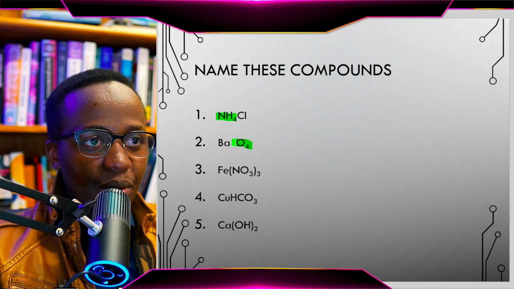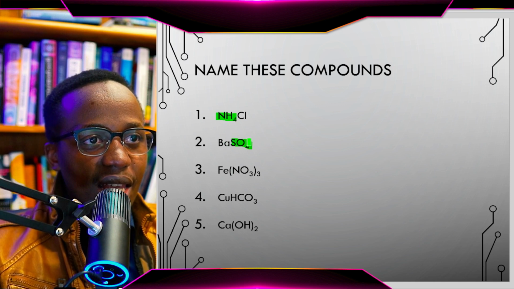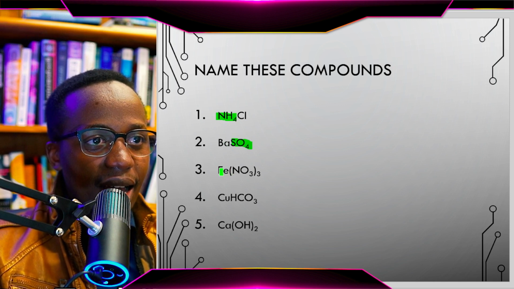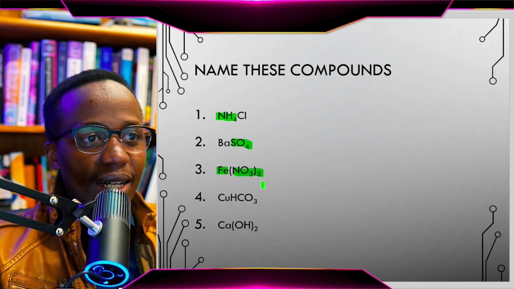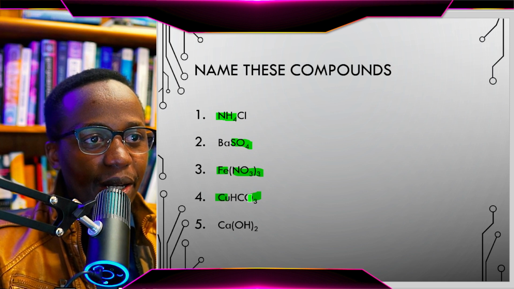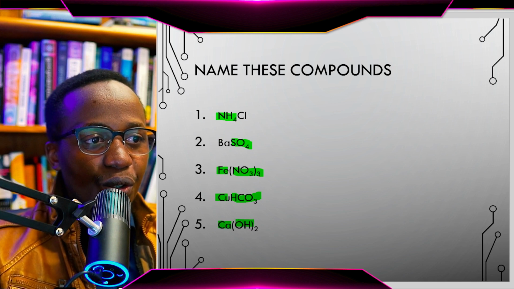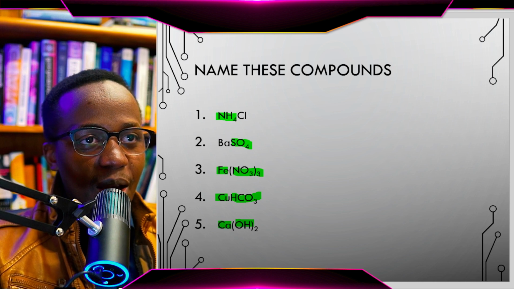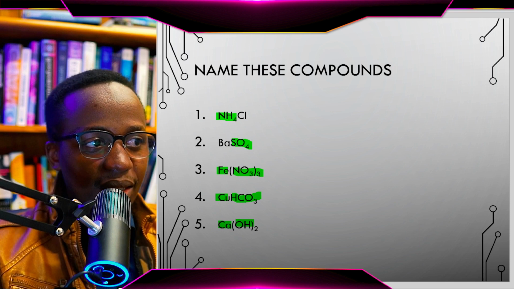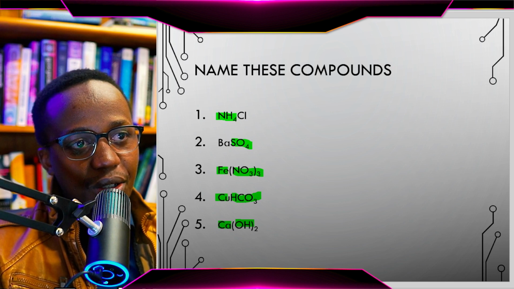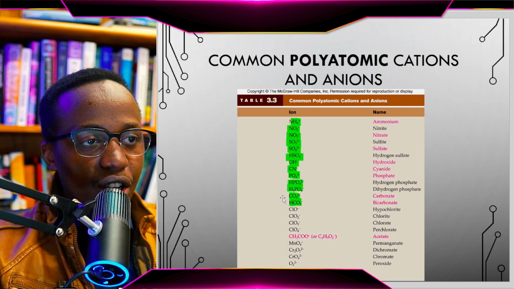And then this one, anybody remember what it's called? It's sulfate. So this is barium sulfate. And then this is iron nitrate, all right? And then this is copper bicarbonate. This is calcium hydroxide. So you have to know how to name these by remembering your polyatomic ions. These are important. But again, we need to remember their charges as well.